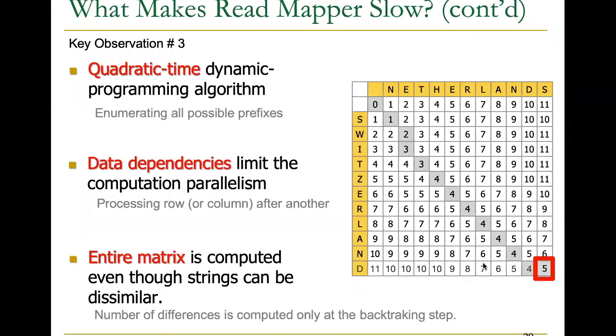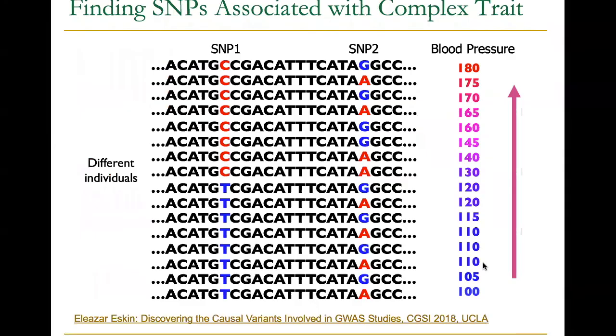These challenges are also magnified by the fact that we are not looking for a single difference. So think about here, every line here represents a single individual, the genome of that individual. And we are trying to compare all these DNAs together to figure out which region is responsible for this disease, which is blood pressure here.